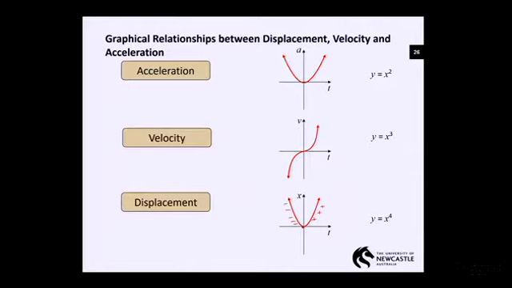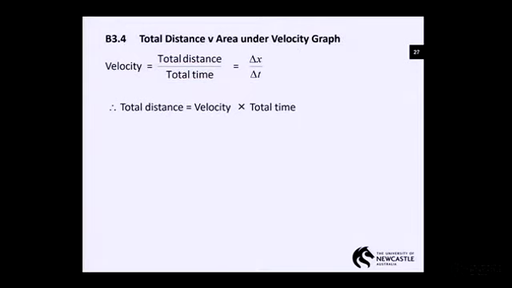Now, you're going to get asked to draw that. Given one, draw the others, okay? So that's just a quick idea about what that is. Total distance, this is crucial, guys. This is part of us using our calculus. It says on top of page 123, total distance compared to the area under a velocity graph. So what it's making you realise is that if you've got a velocity graph, velocity is total distance over total time, and that would be delta x, or change in x, over change in t. So total distance can be found by doing velocity times the total time, okay?